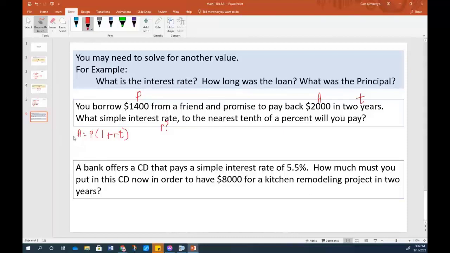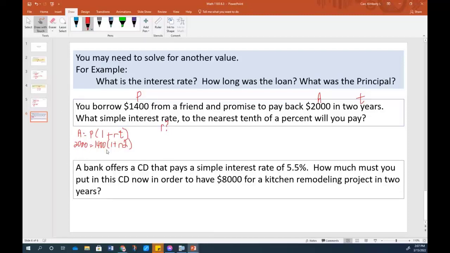So I'm going to fill this in, and I've got 2,000 is equal to 1,400 times 1 plus, my interest rate I don't know, but my time is 2. Okay, so you could divide both sides by 1400 first.